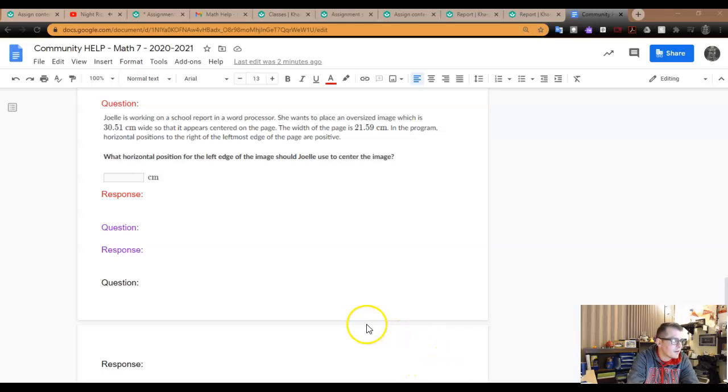Alright guys, we're back for another help problem. I just realized I have a bajillion tabs open, but that's fine.